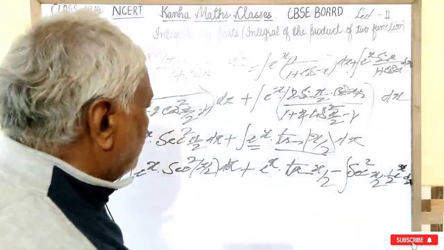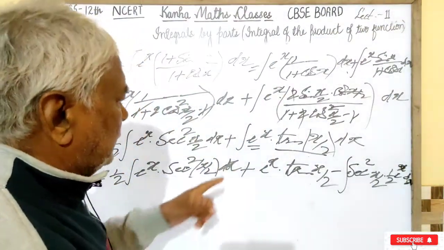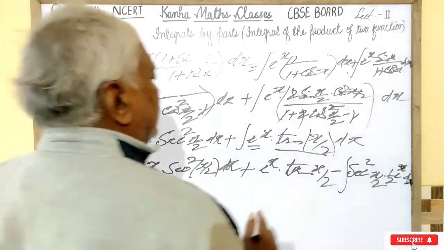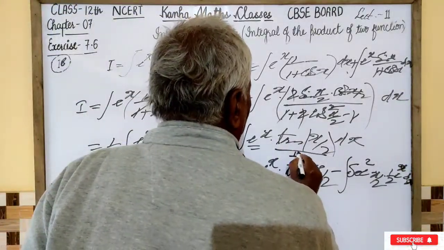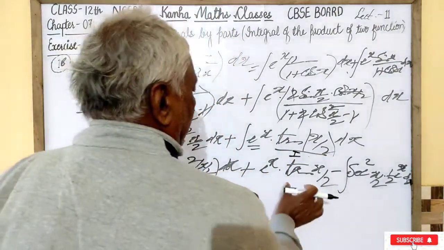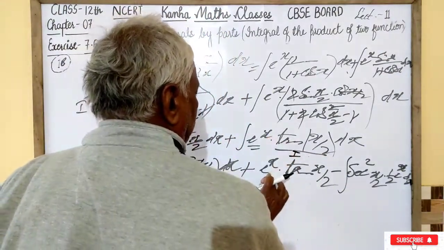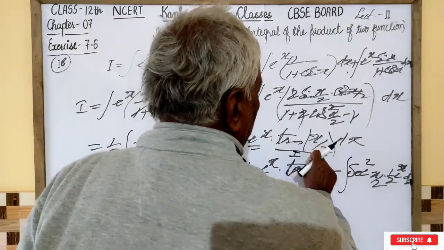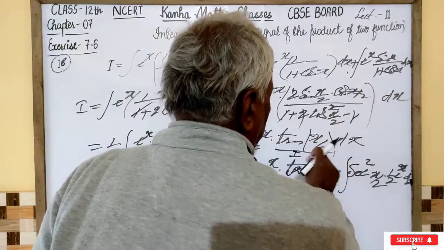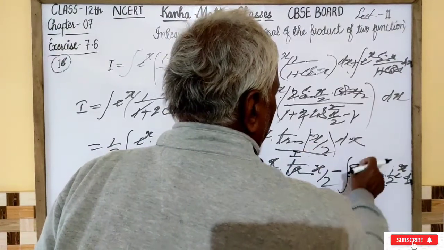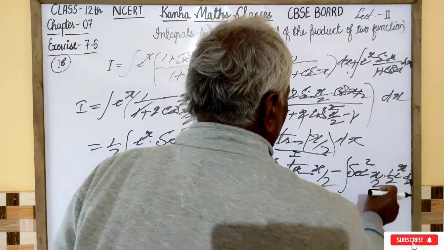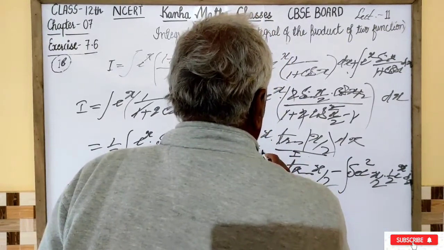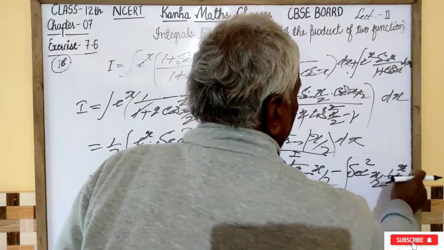Here we must observe that for e^x tan x by 2 we will treat tan x by 2 as first function. First function into integral of second function means e^x, minus integral of differential of first, tan x by 2. d/dx of tan x by 2 will become sec square x by 2 into 1 by 2, and integral of second function means e^x, it will be e^x dx.